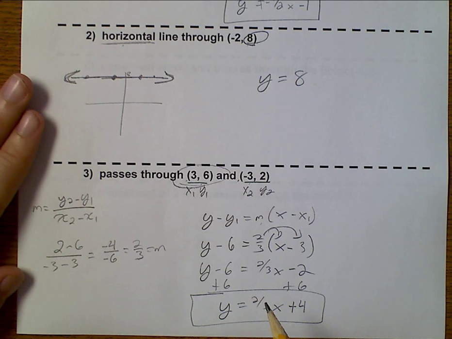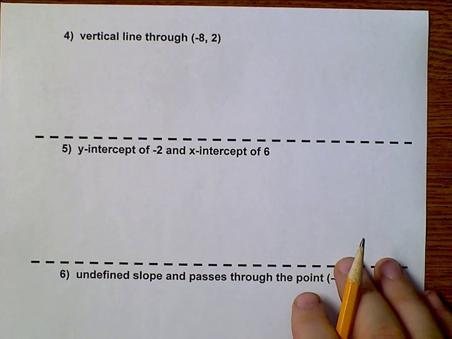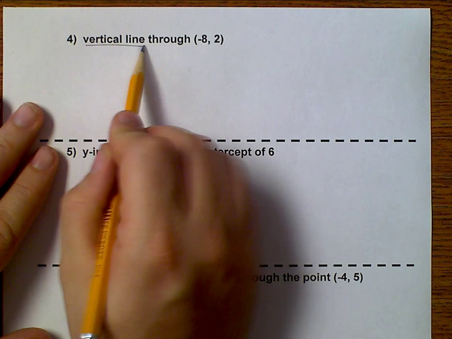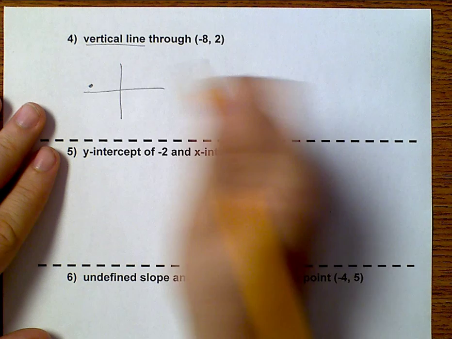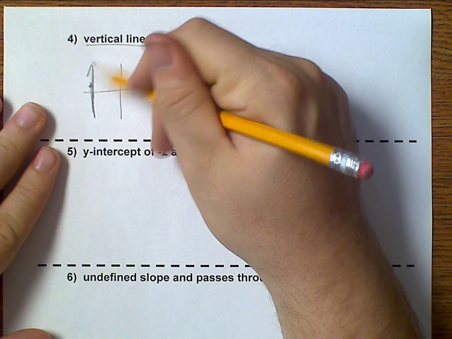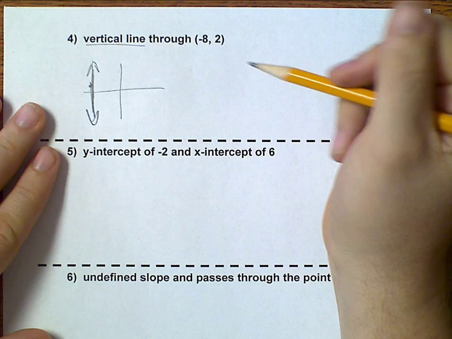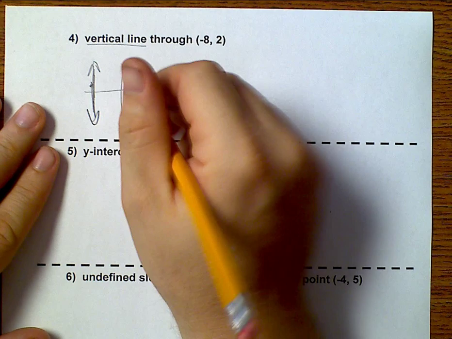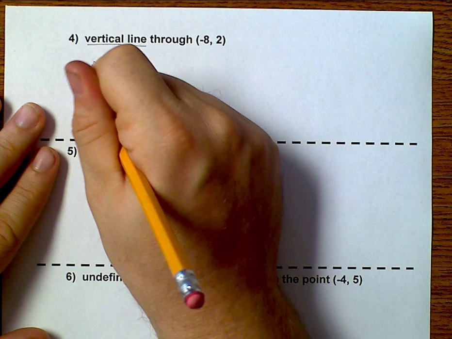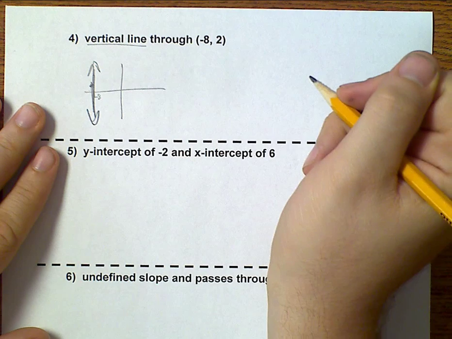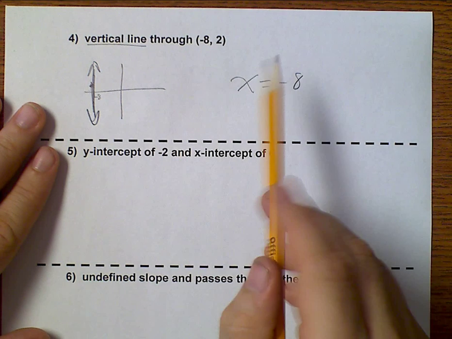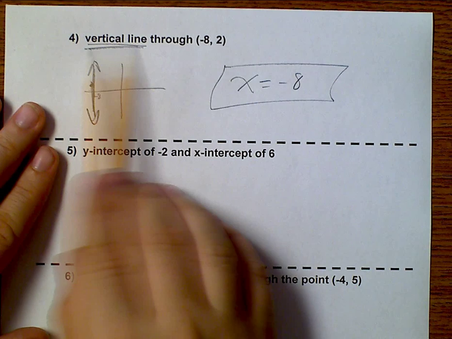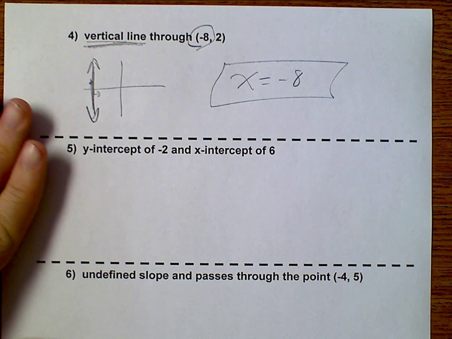Moving on to example number 4. Here we have a vertical line. It goes through the point negative 8, 2. And it's vertical, goes straight up and down. And it really doesn't matter what point we put on here. The x-coordinate's always going to be at negative 8. And so if you see where it says vertical, know that you're just going to grab the x-coordinate.